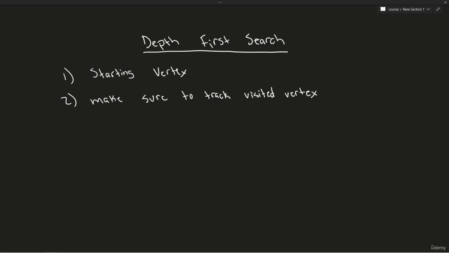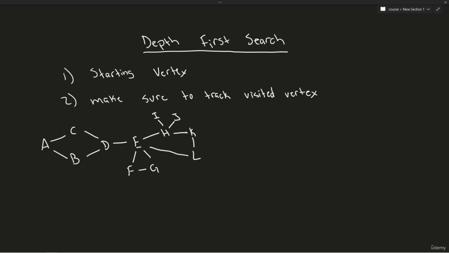So we can create a simple graph, and we'll say A, C, B, and then we will connect both to D. We'll go from D to E, E to F, to G, back to E. And we will take E to H, H will go to I, J, and K. K will go to L, and L will connect back to E. So A will be our starting vertex.